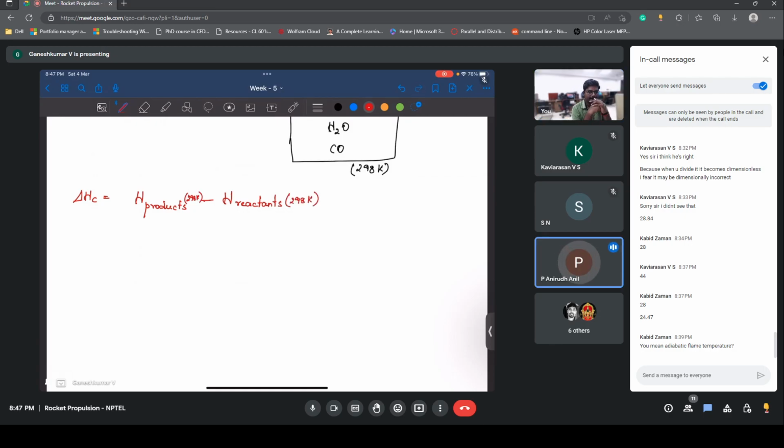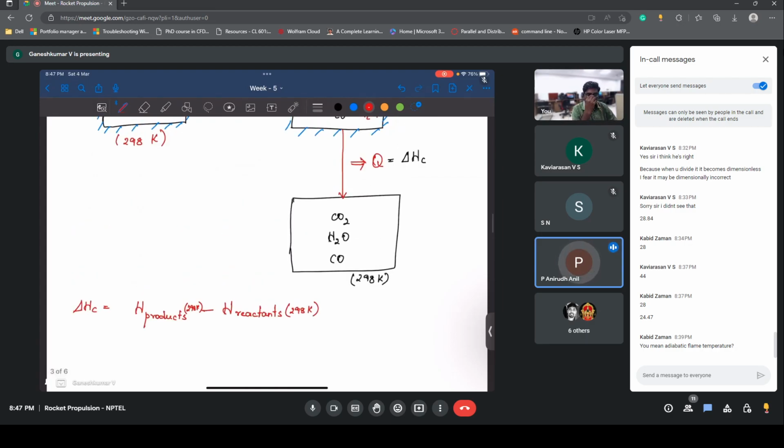Sir, as we are removing the heat in the second, this H product minus H reactant whole should come negative. Yeah, you are right. So in order to make it positive, we multiply by a negative sign here. Basically, you are taking heat, right? If you are taking heat, it should be negative. So adding heat is positive, taking heat is negative. That's why we had a negative sign.